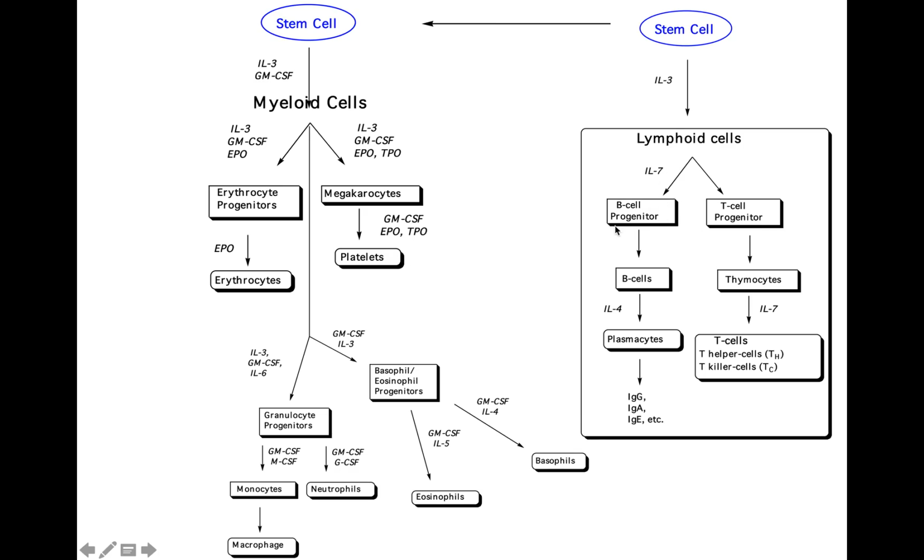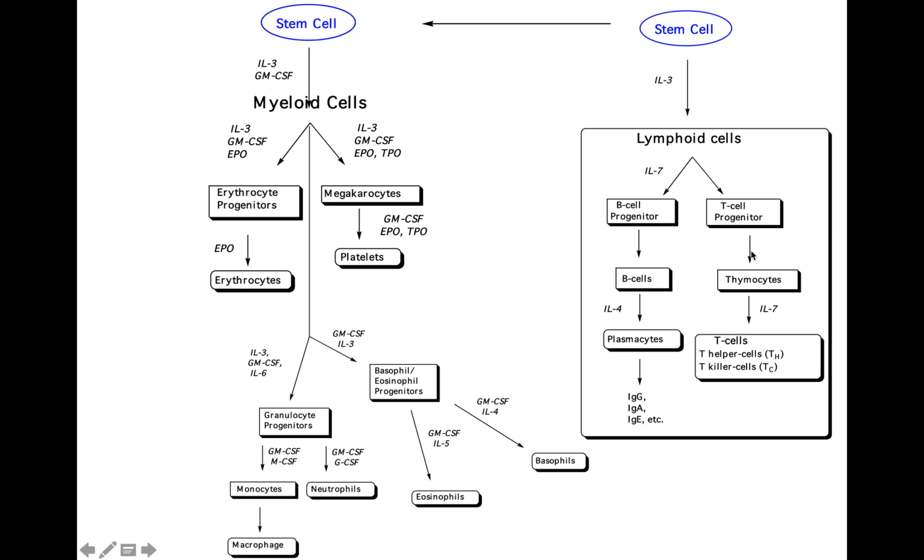And IL-7 is important for the B cell progenitors on to B cells, and IL-4, as we've seen, can go on to plasmacytes. Now this differentiation for B cells into plasmacytes is going to occur actually in other organs. So the progenitors produce the B cells, and the B cells will leave the bone marrow and go to the secondary organs, and we'll talk about that later. That'll become clearer.